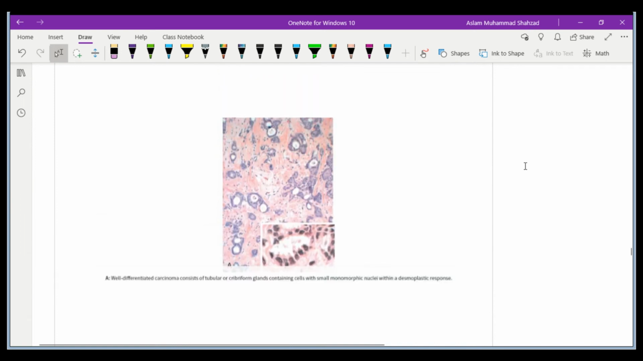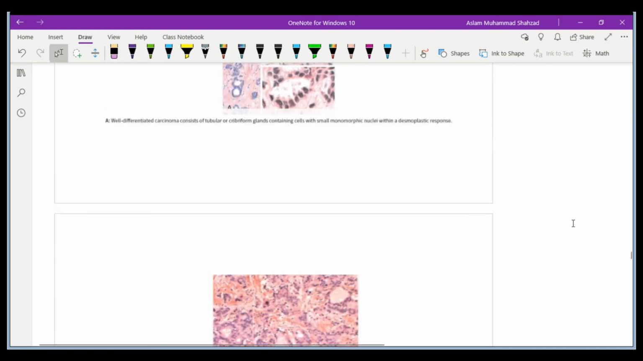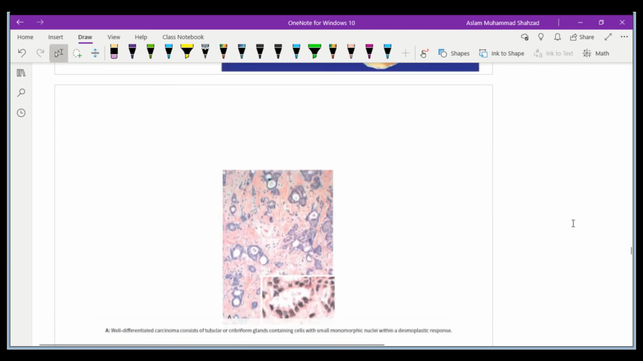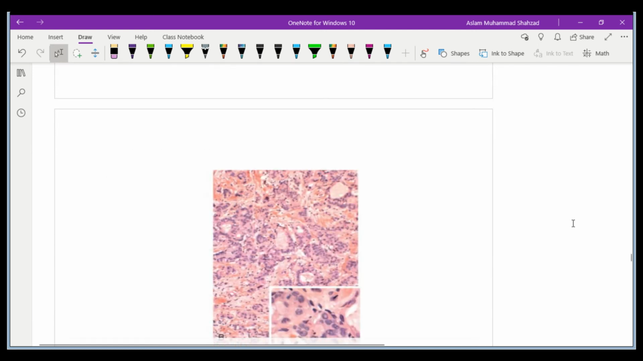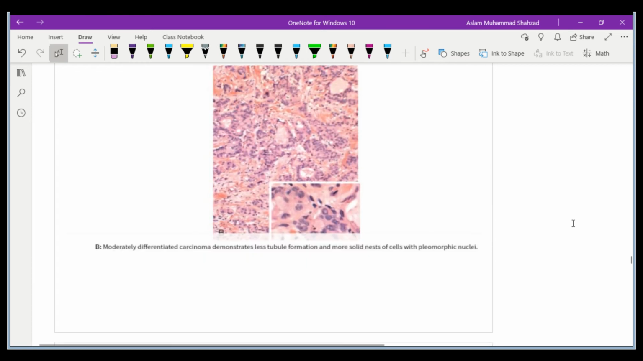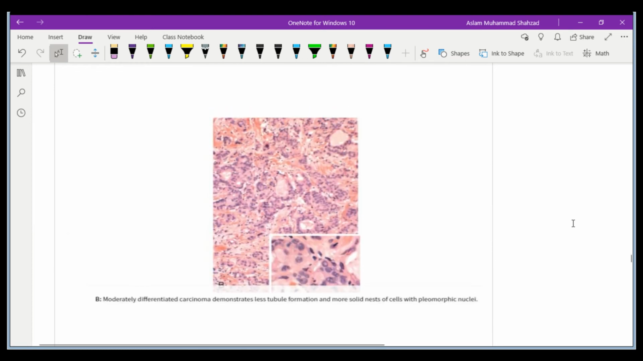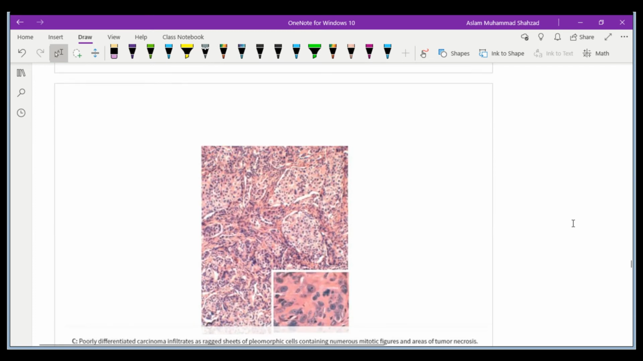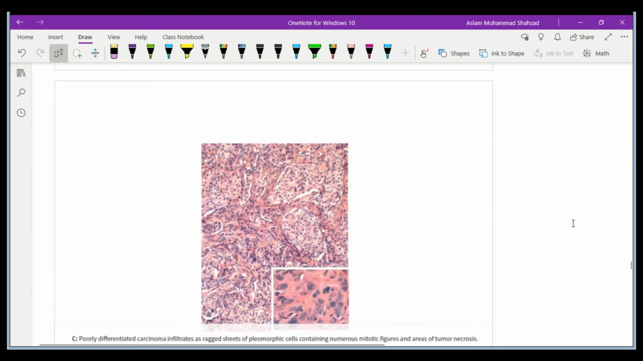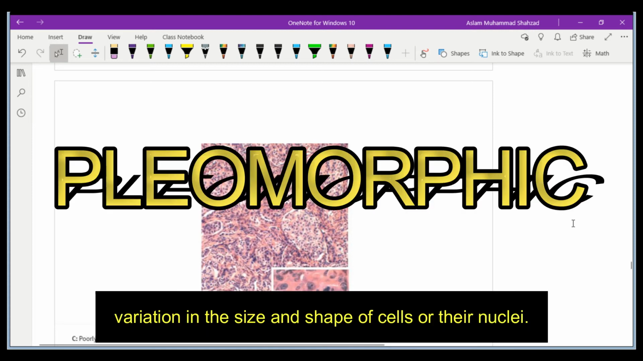They are also responsible for the production of a cribriform appearance, having monomorphic nuclei. This is another picture of moderately differentiated carcinoma, with less tubule formation and formation of solid nests. And this is another picture of poorly differentiated carcinoma with pleomorphic cells containing numerous mitotic figures, and areas of necrosis will be found.